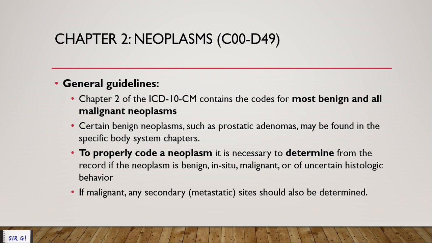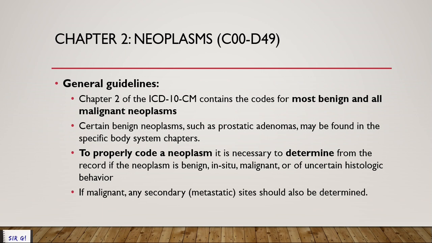Now, I hope that you watched the introduction to your ICD-10-CM, because I mentioned there that when we are coding neoplasm, we need to use the table of neoplasms. To properly code your neoplasm, it is necessary to determine from the record if the neoplasm is benign, in situ, malignant, uncertain, or unspecified. You can find these terms in your table of neoplasms.